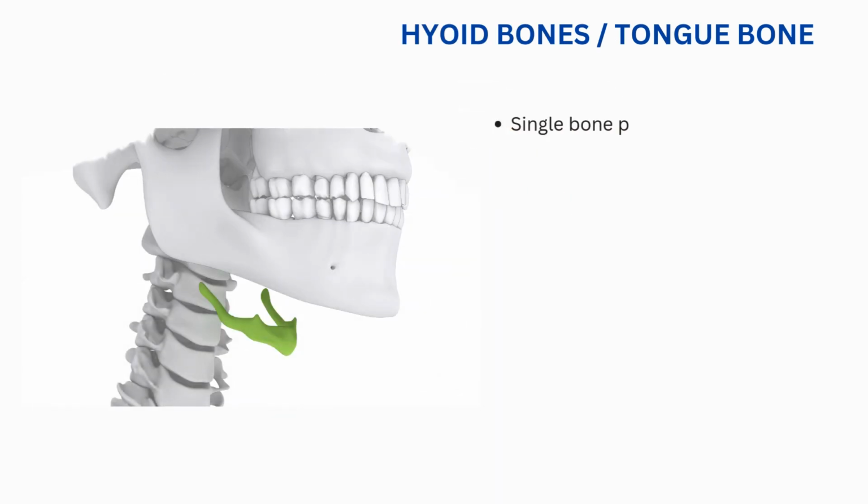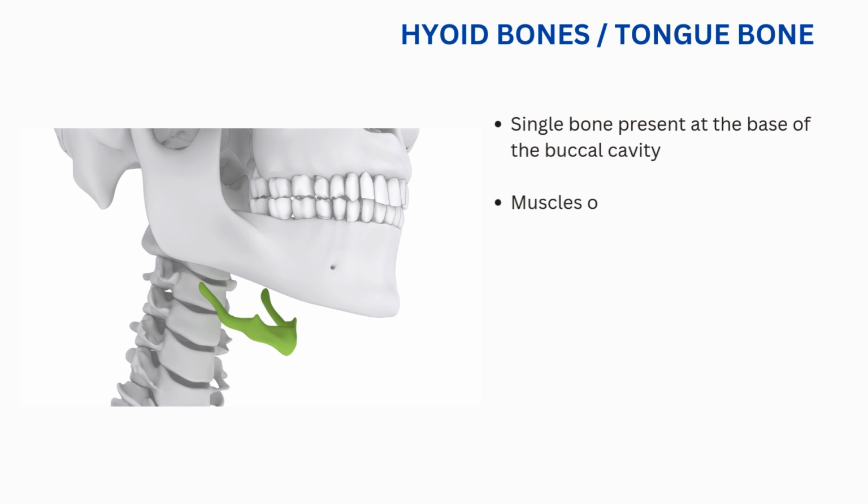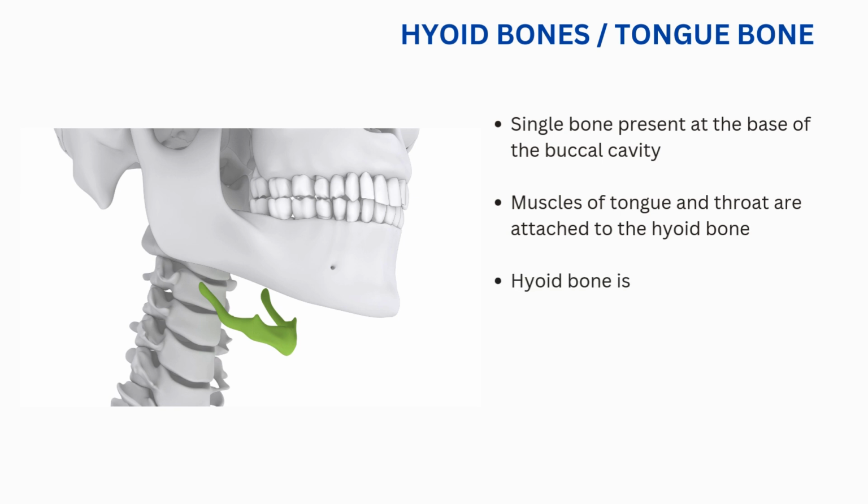The last one is the hyoid bone, which is located in the neck just below the mandible or the lower jaw. So this serves as an anchor for the muscles of the tongue, throat and larynx or the voice box, playing an essential role in speech and swallowing.